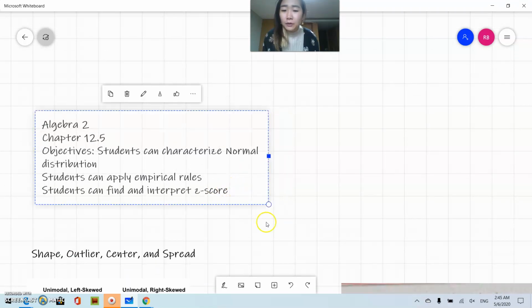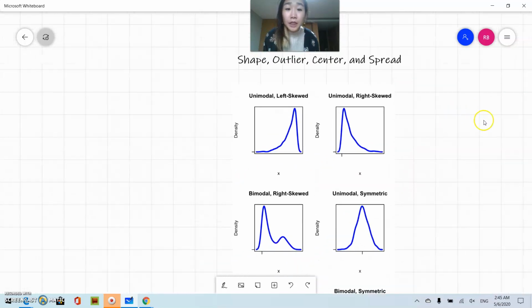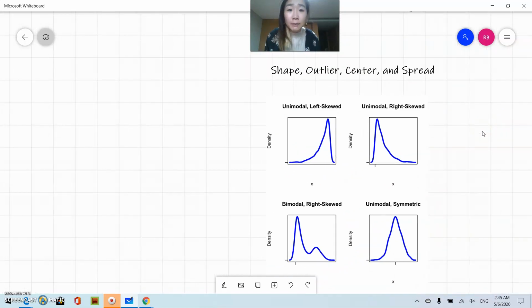So let's review what we have learned so far. We learned about distributions and how they can be described. There are 4 elements, and I'm going to emphasize some of them again today, just in case you didn't get it. So there's shape, outlier. Outlier we didn't talk about much. We talked about it as an extreme value, and we learned how to find them using a box plot, but we never really got into it. And the center and spread. Center is when I talk about mean, median, mode, and spread is standard deviation, interquartile range, and range.